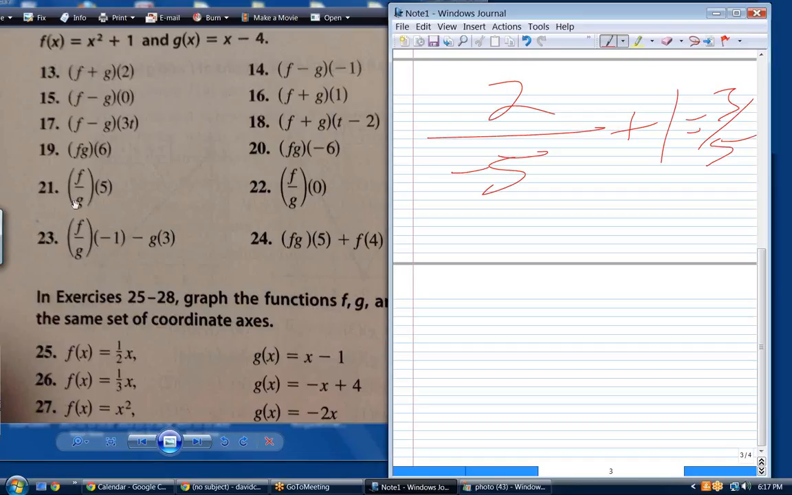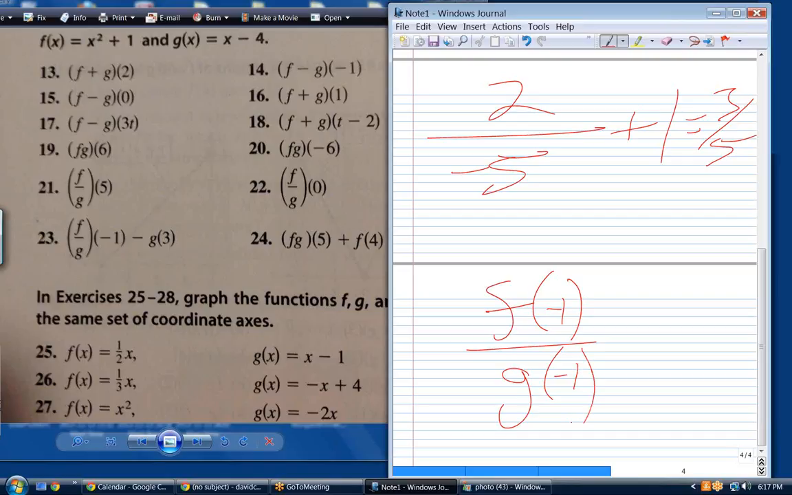Okay, that's worth knowing. So this expression is the same as f of negative 1 divided by g of negative 1. Correct? Yeah, that right there. That's much easier. That way, it eliminates the hard part of that problem.